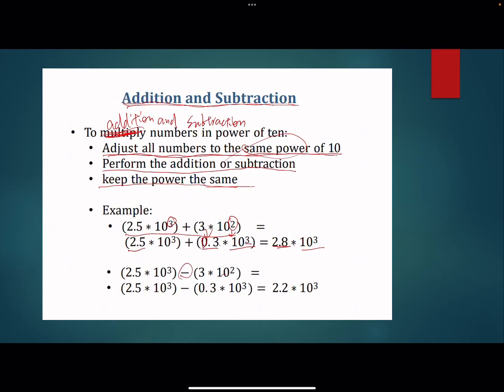For subtraction, same thing. We also need to change it to the same power. So we change the 10 to the 2 to 10 to the 3. Then adjust the base number. Then we do the subtraction, 2.5 minus 0.3. Then keep the power the same, 10 to the 3.